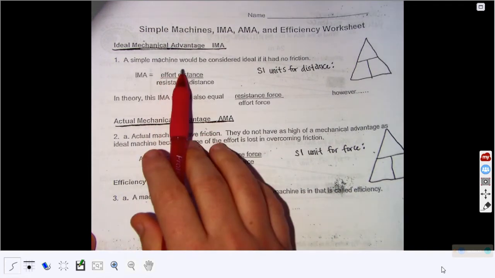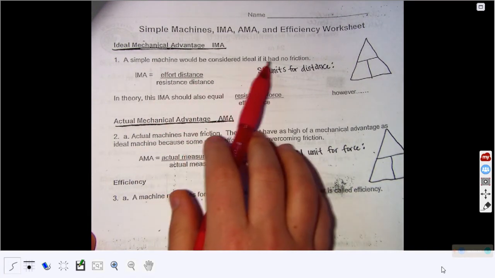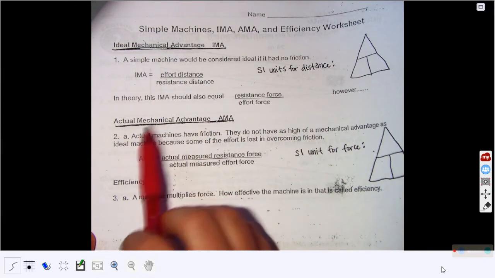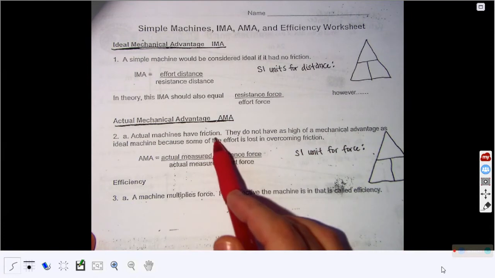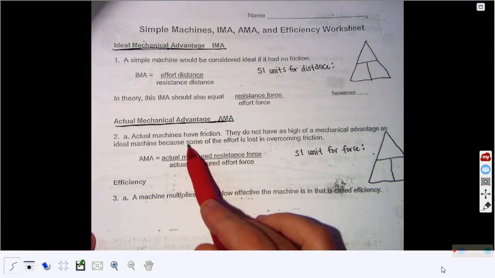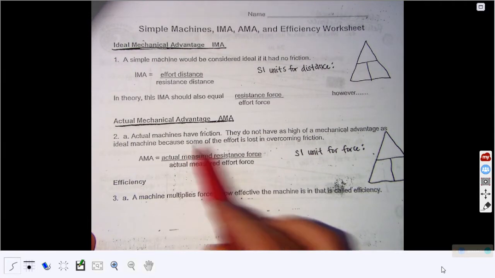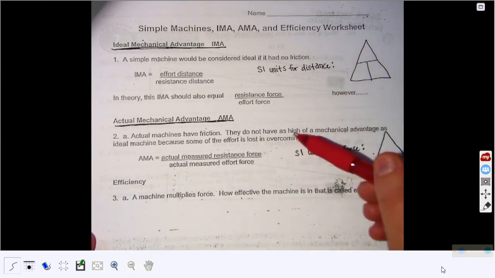So the ideal mechanical advantage is that a simple machine would be considered ideal if it had no friction. Okay, but actual mechanical advantage is, we know that all machines have friction. They do not have as high of a mechanical advantage as ideal because some of the effort is lost in overcoming friction. So ideal is saying, what if we didn't have friction? And this is saying, okay, well we do, so let's just measure it with force.